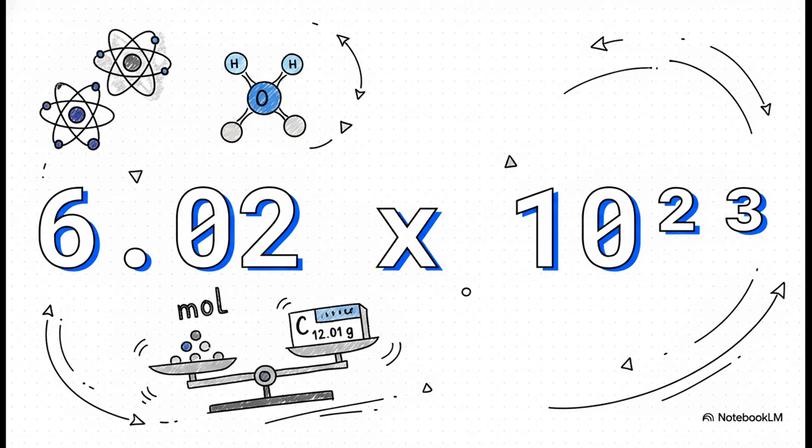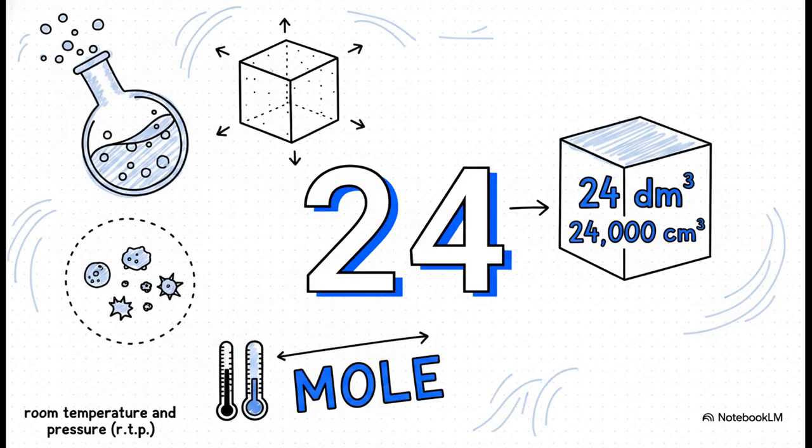And here is the real magic. The mass of 1 mole of any substance is simply its relative formula mass expressed in grams. It flawlessly translates the atomic mass from our very first concept directly into tangible grams that we can actually weigh on a scale. And the rules get even more elegant when we look at gases, 24 cubic decimeters.